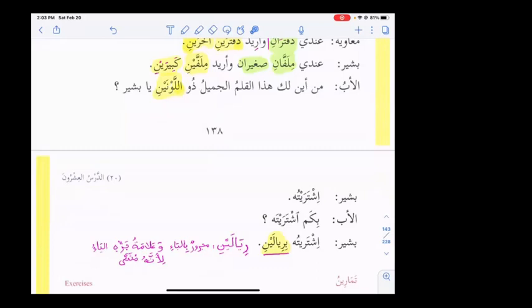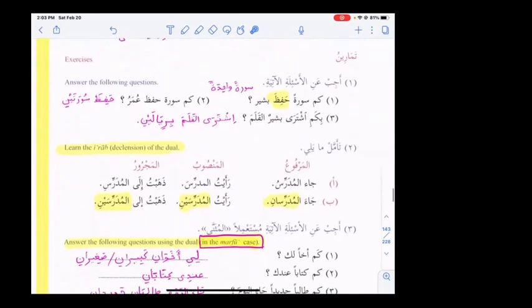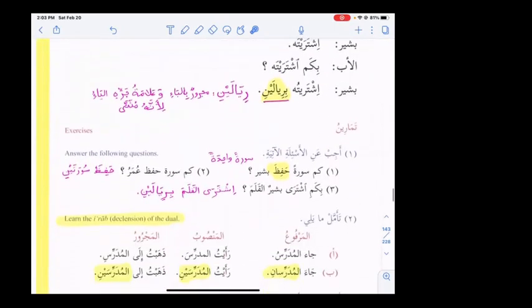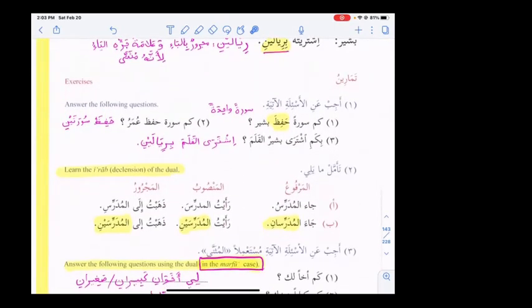Ishtaraytu is the fi'l and tu is the fa'il. And this is mafulun bihi, the pen. Bi riyalaini. Bi harf jar, riyalaini. Ishtaraytu always will be bi riyal, bi something. Riyalaini majrurun bil ba. It became majrur because of the ba. Wa alamatu jarrihi al-ya'u. See? Why? لأنه مثنى. That's it. That's the end of the lesson. So it's a short lesson.